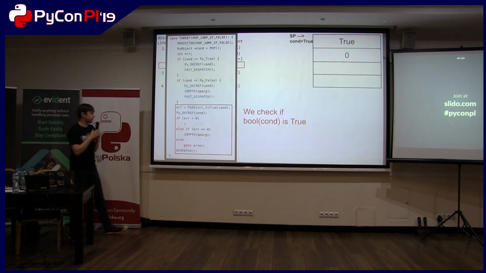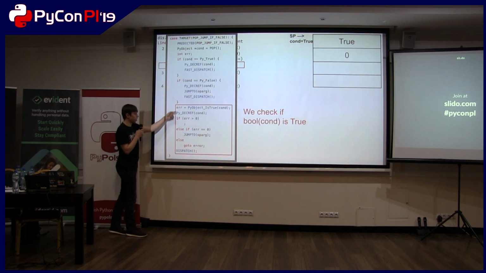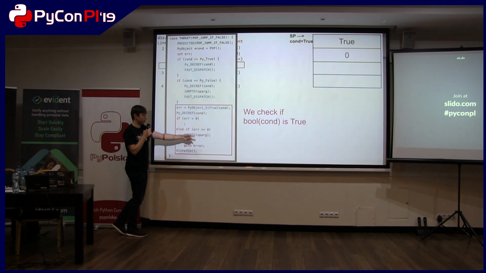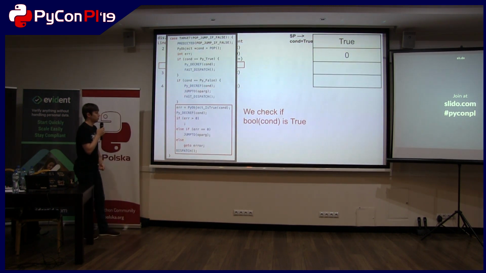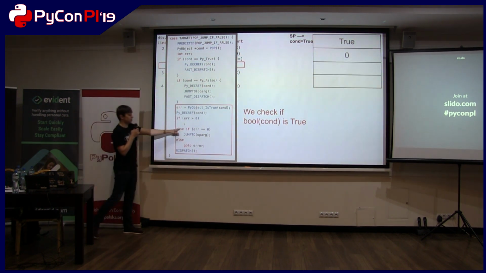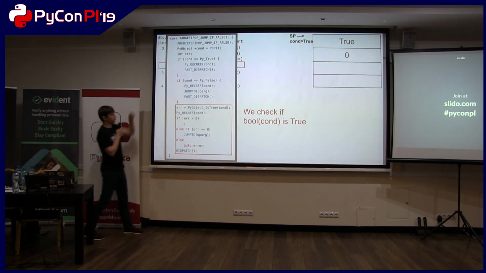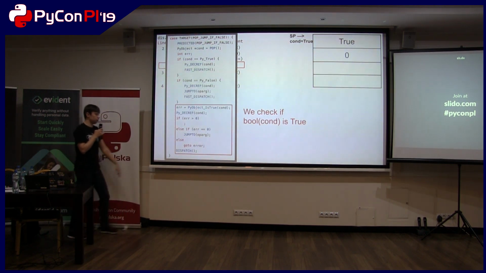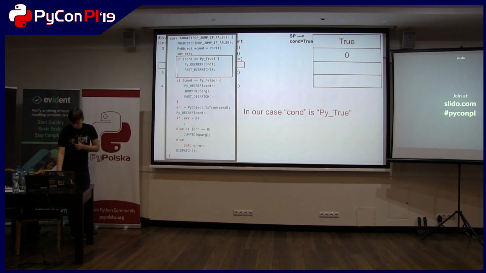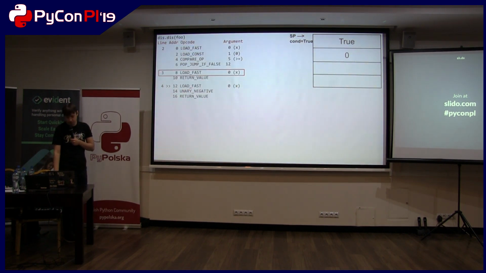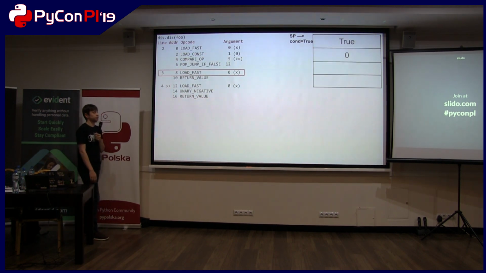And if it's the case, then we also have some error handling here. But if there is no error, we also jump to the operator argument. This basically means that it was false, because we jump if false. Otherwise, we go to error if there was an error. Okay. So in our case, the cond is Py_True, so we are just jumping to the next instruction, which is LOAD_FAST of the x value.